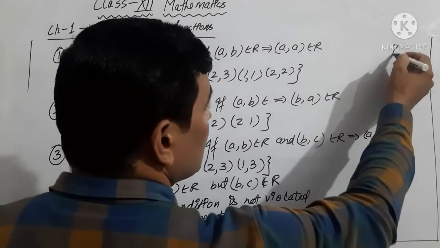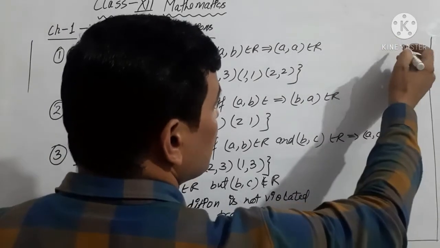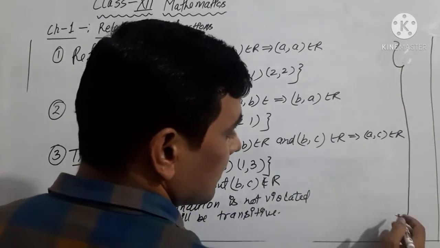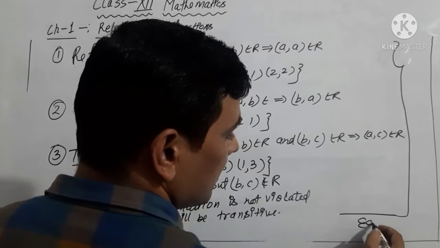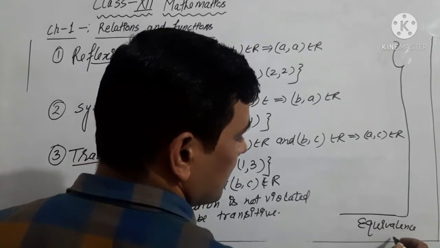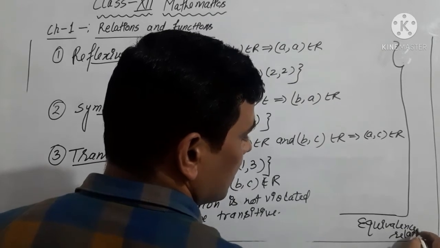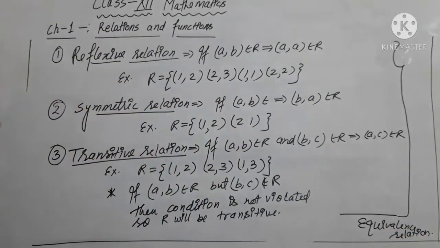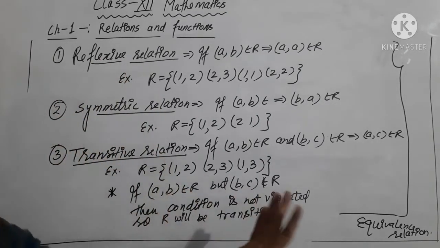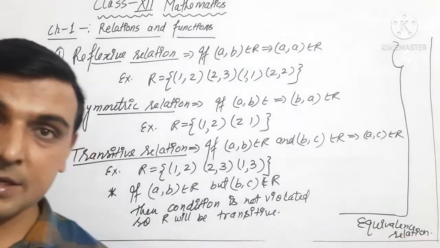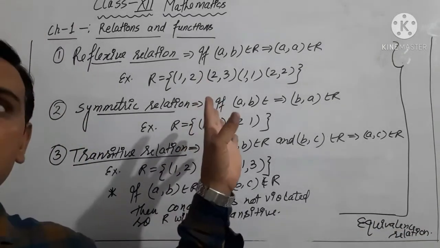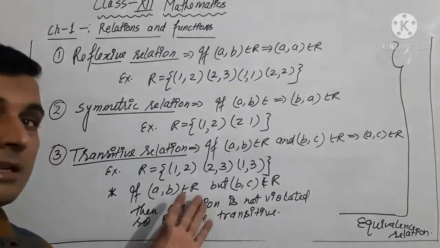For all these three types, the relation will be an equivalence relation. Is it clear? If a relation is reflexive, symmetric and transitive, then the relation will be an equivalence relation. Is it clear? You may note it down or you can take a screenshot for this.